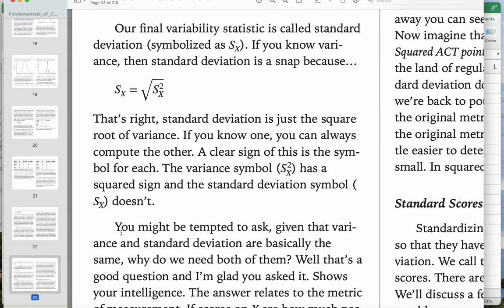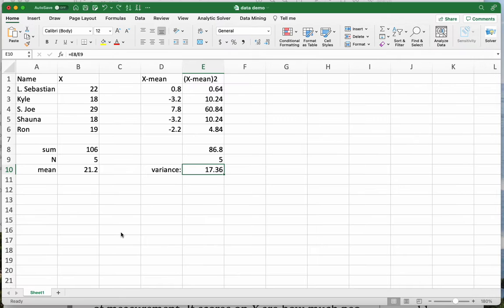All right. Why do this? Well, because variance is in squared units, and squared units are weird. That's why. Remember squared ACT points? Let's look at the data set. If these are people's ACT scores, that is the mean ACT score, and that is the variance of the ACT scores. The mean is in ACT points, but this is 17 squared ACT points. That's hard to follow, isn't it? I don't understand what a squared point is. It's not in the same metric as the mean or the scores themselves.